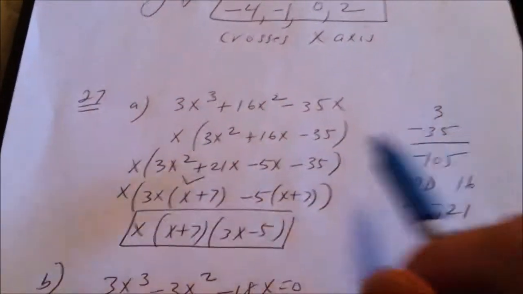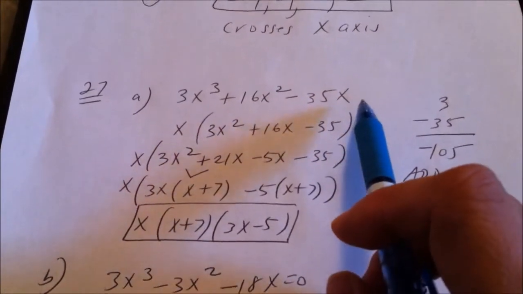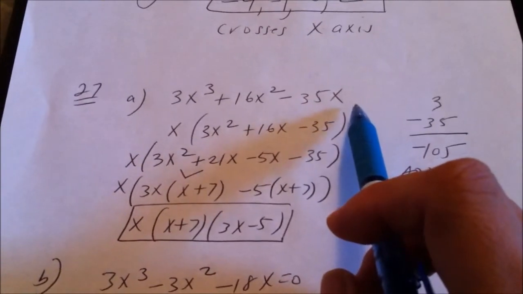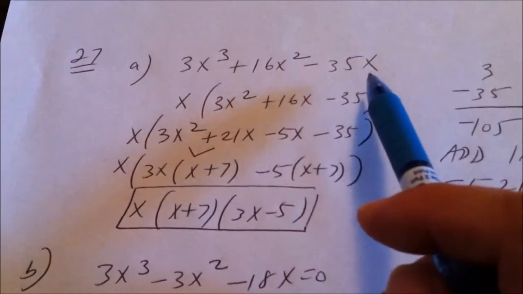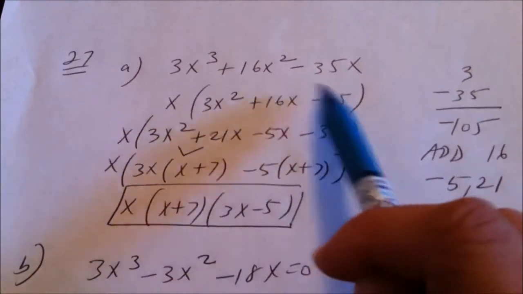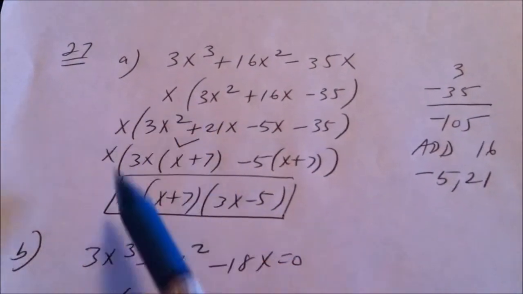For 27 part A, this was not an equation, this is an expression. So in an expression, they ask you to either factor completely or factor. And the first method of factoring I always look for is GCF. And they do have a common x. So I factor it or divide it out, but I keep it throughout the whole problem. You can't just throw it away.